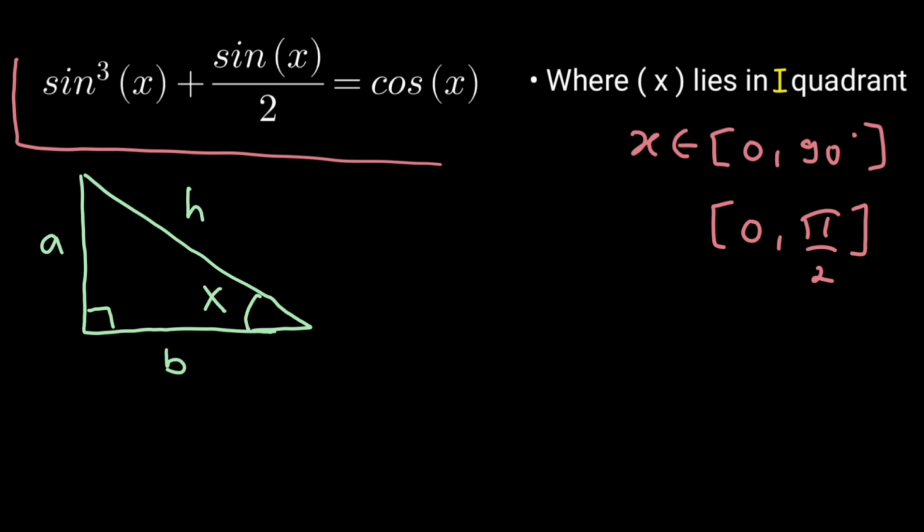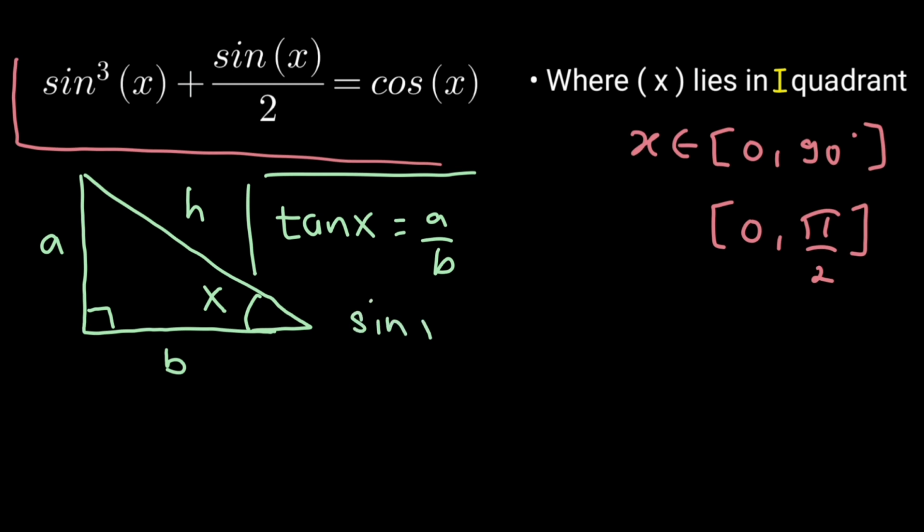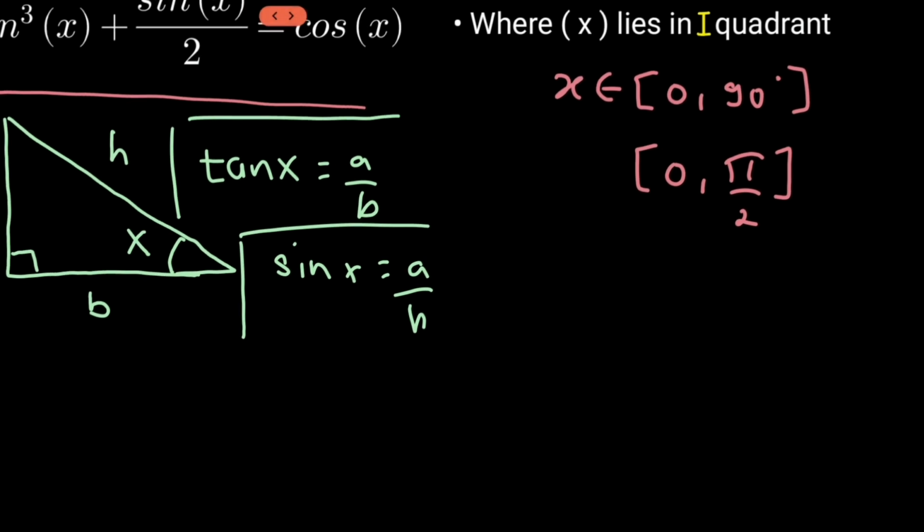Okay. So now in this right angle triangle, the value for tan of x, that is just a ratio, would be equal to a upon b, opposite upon the base. It's all trigonometric ratio, you should know. Now in the same right angle triangle, the value for sine of x would be equal to a upon h, that is opposite upon the hypotenuse. And in the same right angle triangle, the value for cos of x would be equal to b upon h.